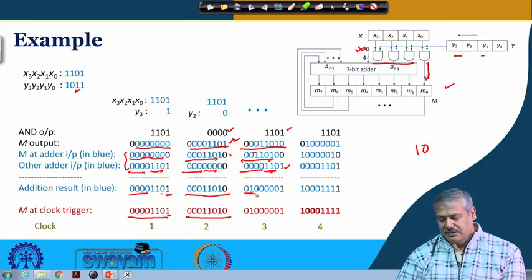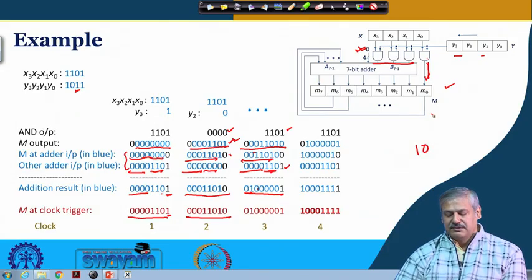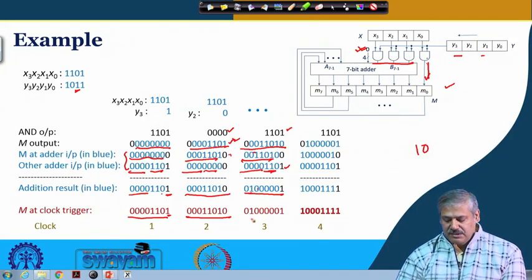So this is your M register, which will be taking this value after clock 3. This will now be coming here in the next clock cycle, and M0 to M6, the 7 bits, will go as adder input.